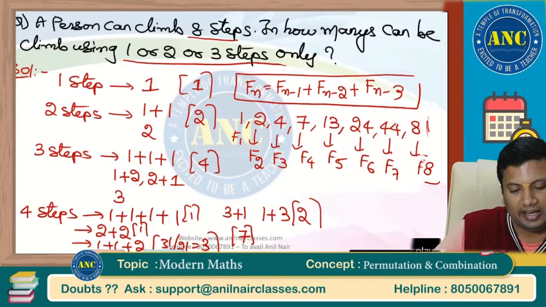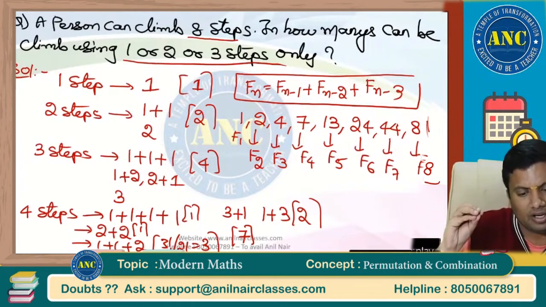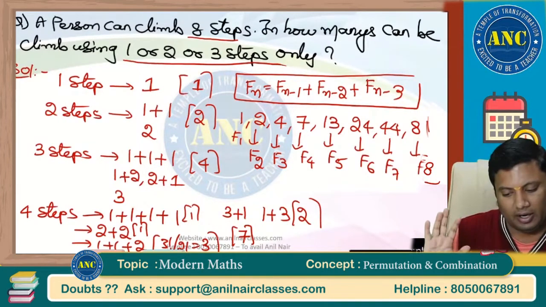I hope the idea is clear, right? Just read the question, see the behavior of 1 step, 2 steps, 3 steps and 4 steps. You will understand the pattern. I hope it is clear.